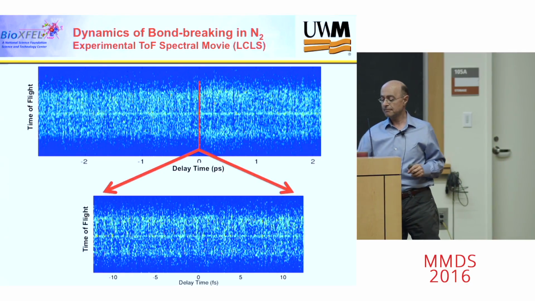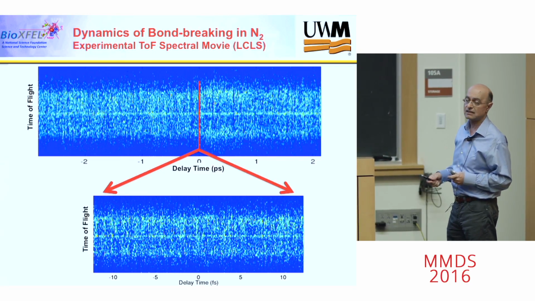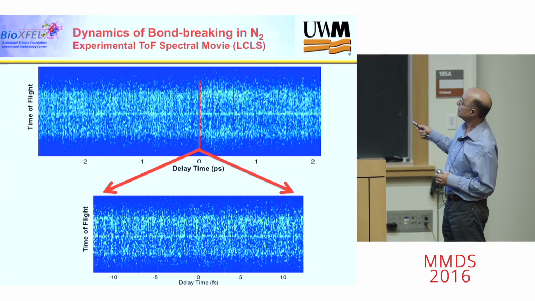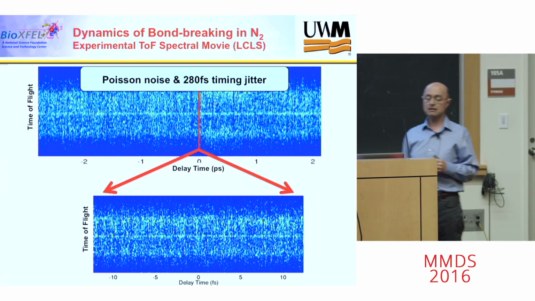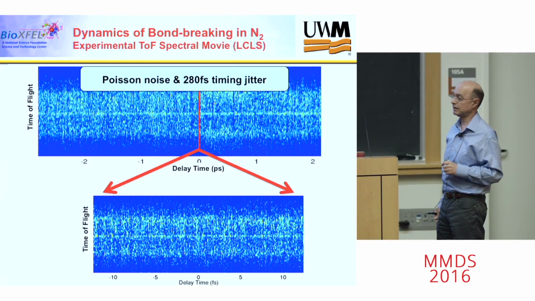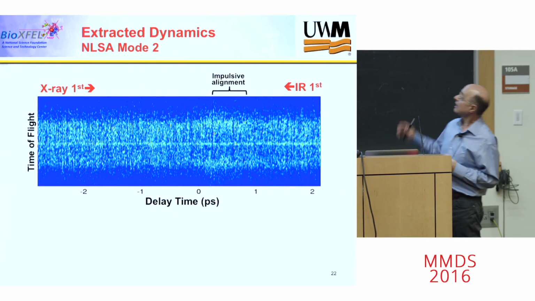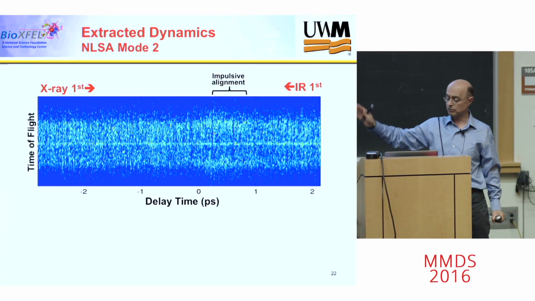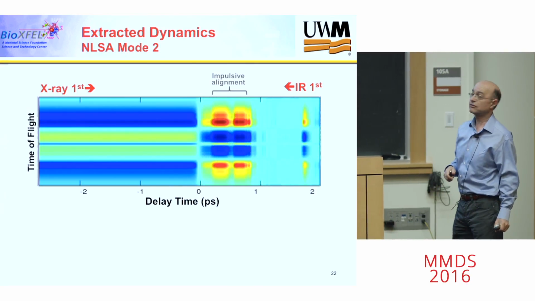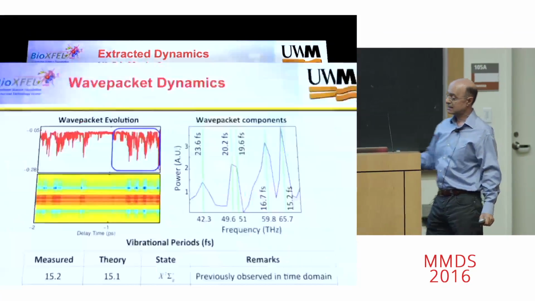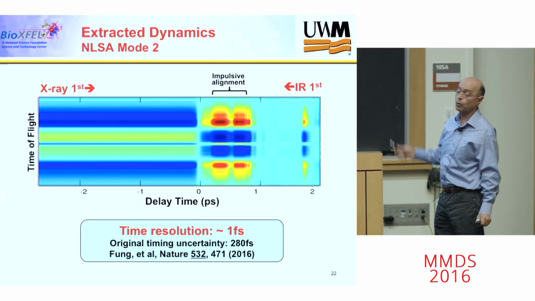And if you zoom that in, you can see that you get no more information here. You're really in the pixel domain: on the vertical axis you're limited by Poisson noise, and on the horizontal axis you're limited by timing uncertainty. And in fact, the timing uncertainty is about 280, about 300 femtoseconds. Now, by a technique which I will describe in a moment, if you take this experimental movie and put it into the technique I'm going to describe, this is the outcome. This is the dynamics you can extract from that data set. And it turns out that the timing resolution is now about 1 femtosecond.